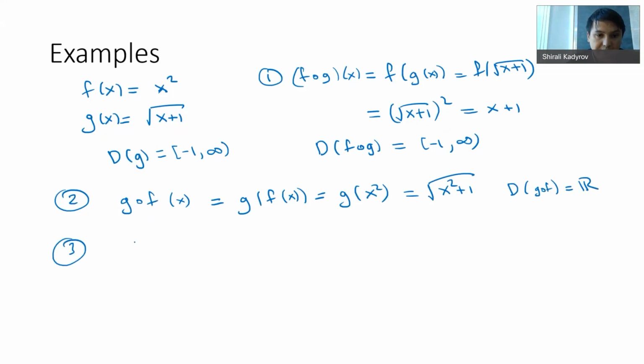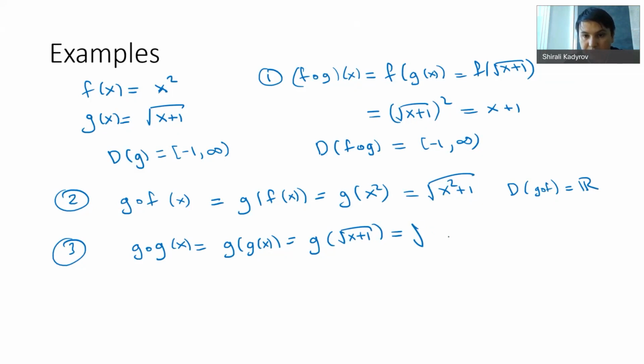Okay, let's do one more, just for fun. Let's try, for example, g of g of x. So this is g of square root of x plus 1. But then, what is this? In place of x, I need to replace by square root of x plus 1. So this is square root of square root of x plus 1, plus 1, right? And you can determine the domain. So I leave it as an exercise to determine the domain. Just think about it.